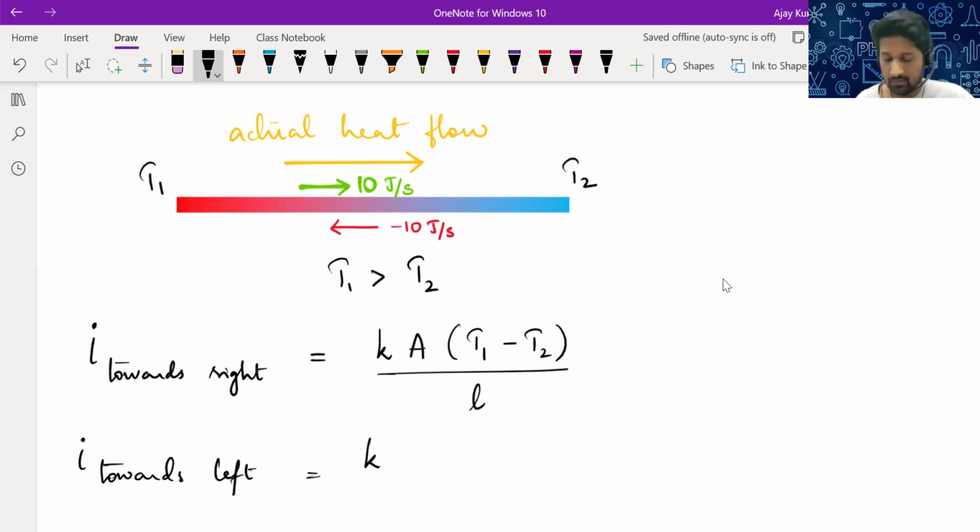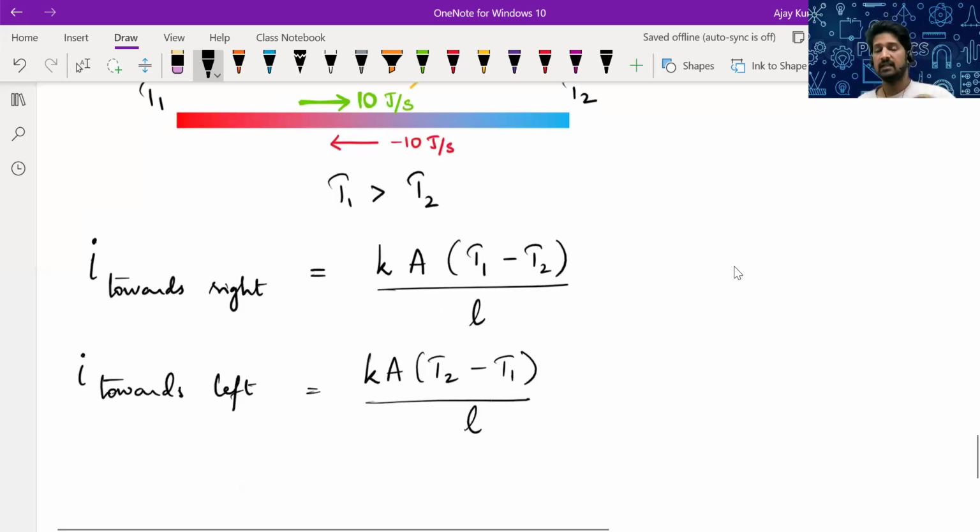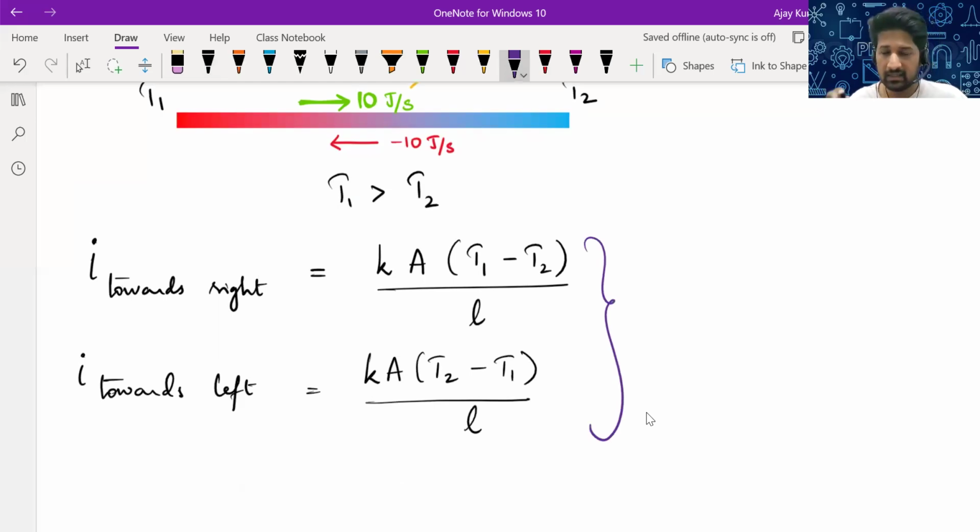Then the answer has to be negative. So you should write K A (T2 minus T1) divided by L. Only then will you get a negative answer. So the way we write the equation changes depending on the direction in which you want the heat current.